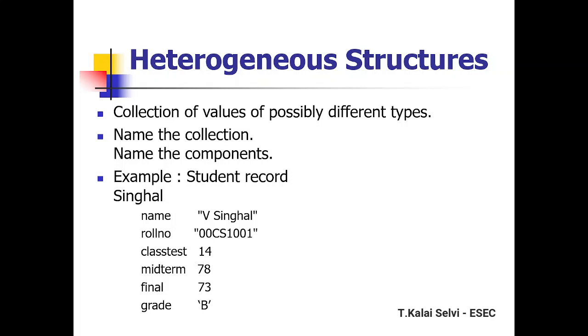So to handle all these different data types, we have a data type which is called a structure. That structure is called a heterogeneous one. So it is a collection of values of possibly different types.